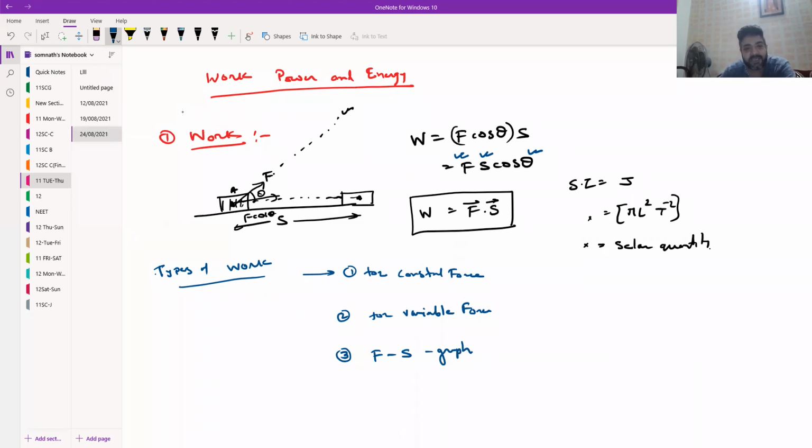The work done actually depends on two ways. One is the constant force, another is the variable force, meaning two ways you can calculate this. Why do we take the third as a different method? Here we can see the graphical calculation, meaning the area under the graph. So in the force displacement graph, we calculate the area under the graph. We can see one by one.